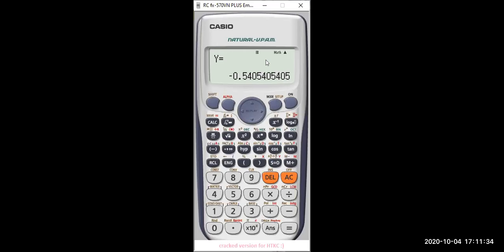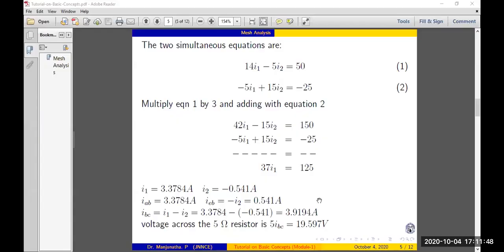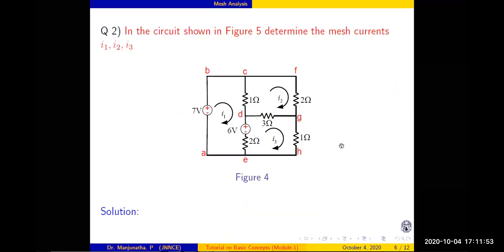Can I close this calculator? Yes, sir. So in this way we can calculate the currents. Second one, now we will take this circuit diagram. Determine the mesh currents here. First mesh, second mesh, and third mesh.